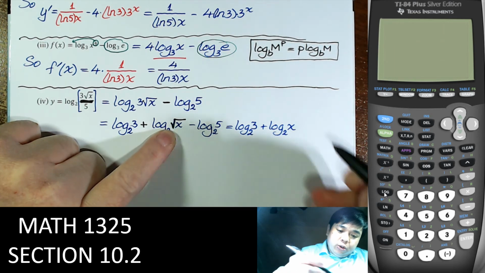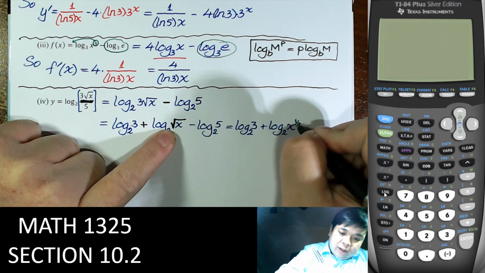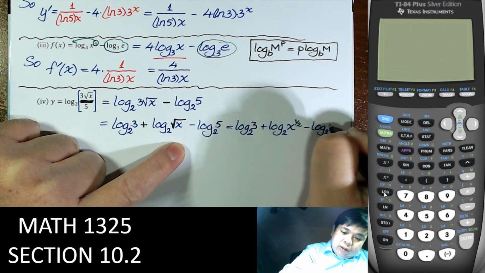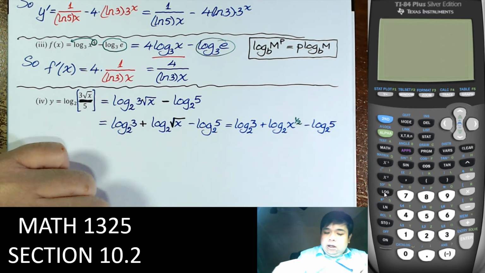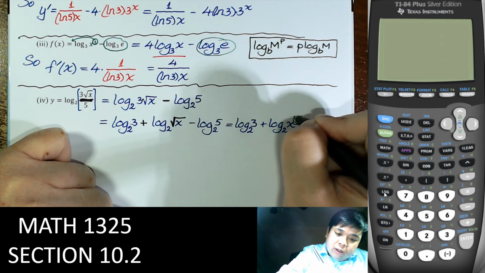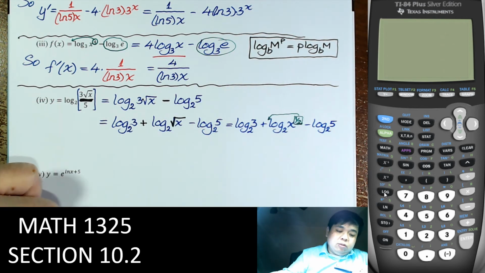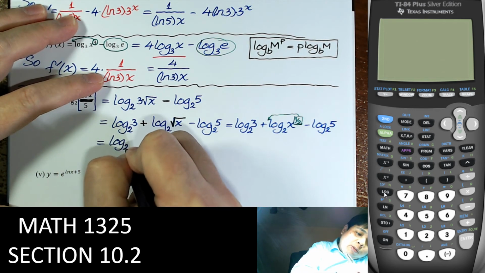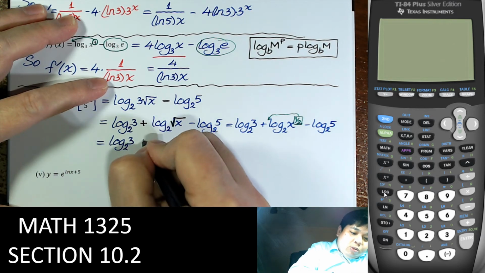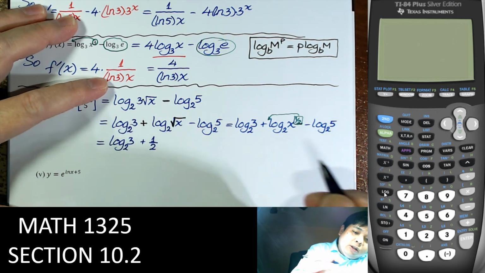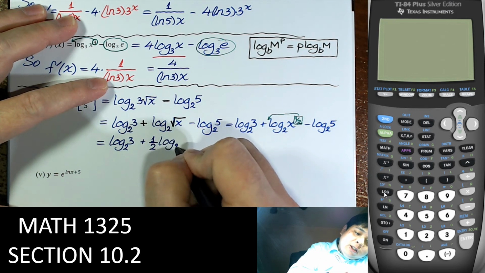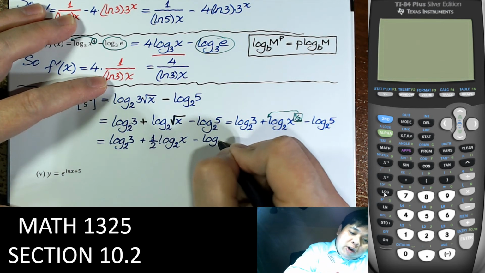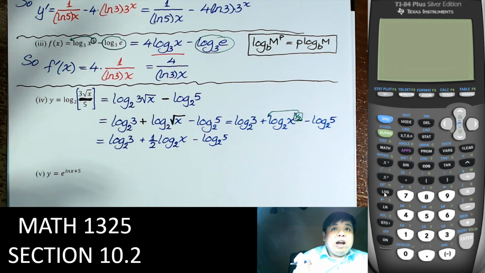Square root is equivalent to the 1/2 power, minus log base 2 of 5, and the exponent moved outside. So log base 2 of 3 plus 1/2 log base 2 of x minus log base 2 of 5. Remember, all of these are equal. I haven't applied any derivative yet.